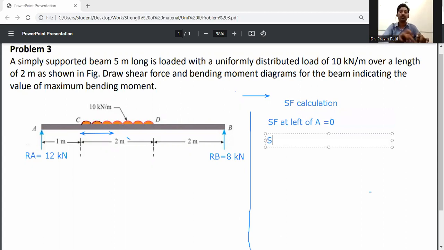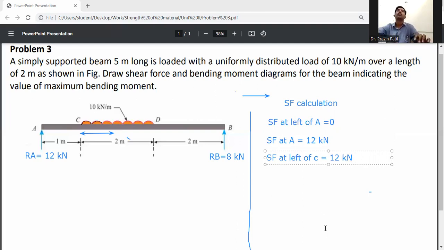Now SF at A. There is an upward force, that is the reaction, going upward. SF at A is 12 kilonewton. Next, SF at left of C. At left of C, there is only one reaction going in the upward direction, so it will be 12 kilonewton.